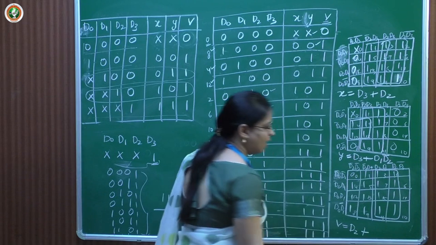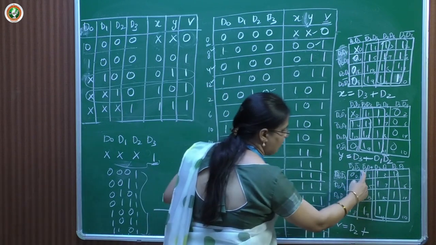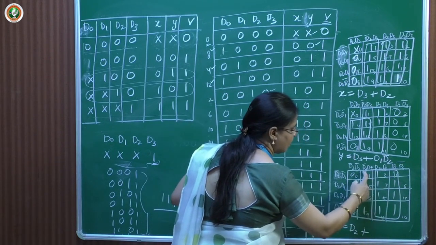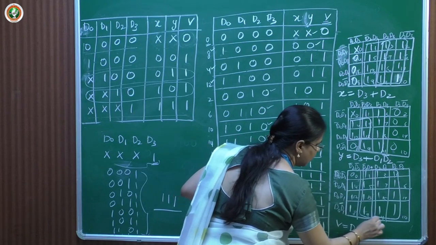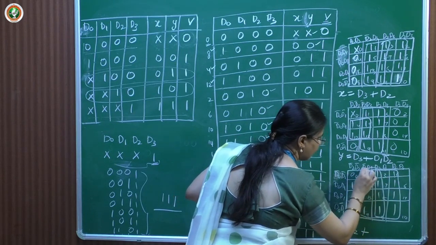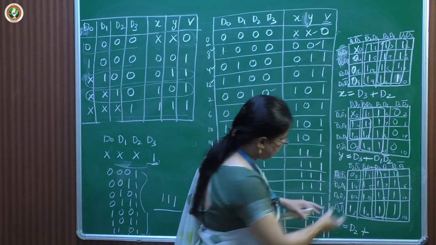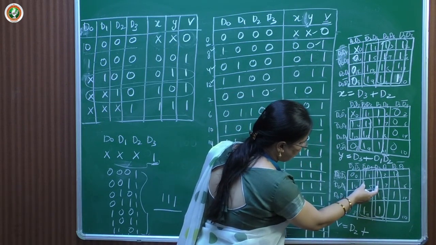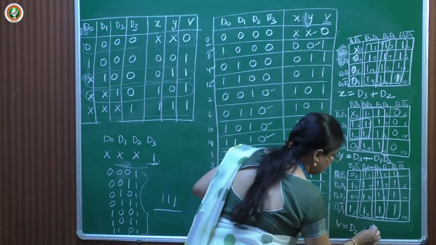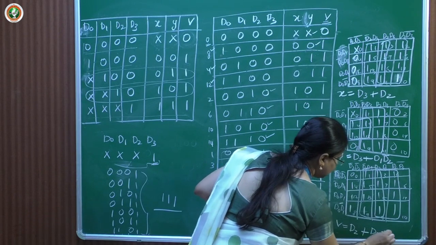Plus, after that what can I do? I can do this as one more octet. Once I get that octet, these two, D0 will go. Then I guess I am left out with D3, plus.